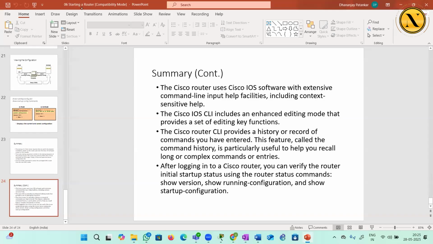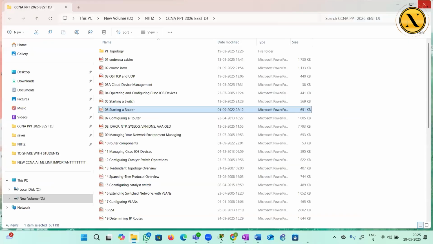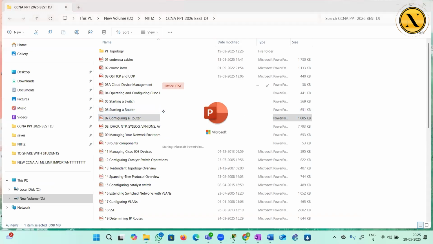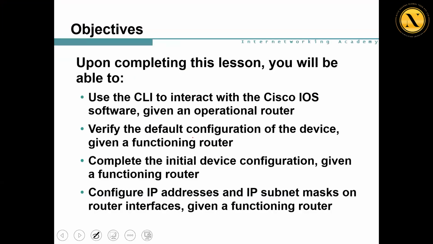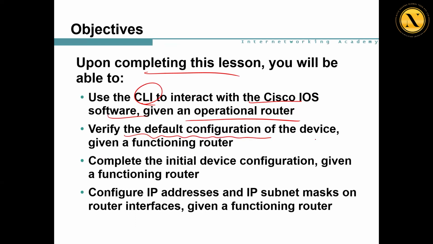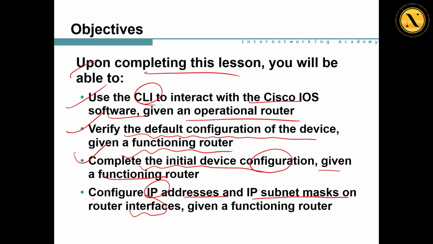We are done with chapter 6. Yes, we move on to chapter 7. Now, this also you know. I'm just brushing it up, right? Configuring a router, we know. So, upon completing this lesson, we'll be able to use the CLI to interact with the Cisco IOS software given an operational router, verify the default configuration of the device given a functioning router, and complete the initial device configuration given a functioning router. We have done all these things: host name, configuring IP addresses and IP subnet masks on router interfaces given a functioning router. We have done this also, right?